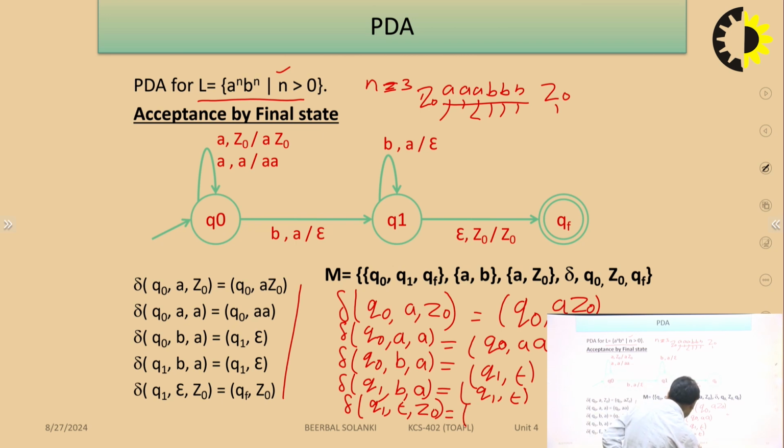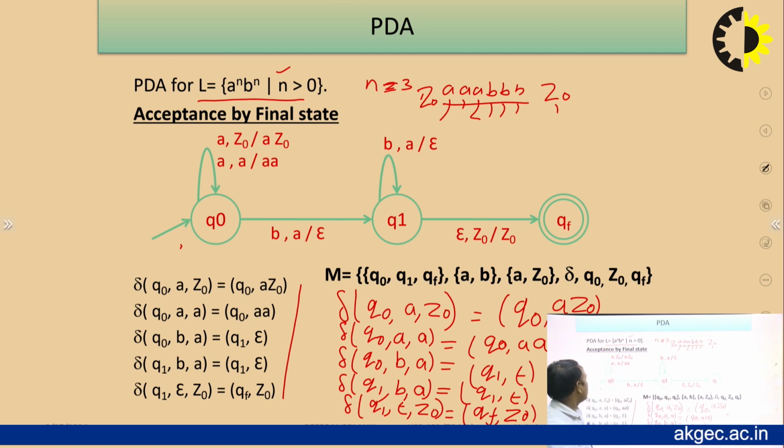Then the final state qf and Z0 will be the same. This is the transition function for the given language a to the power n b to the power n, n greater than or equal to 0. This is the transition function, and this is the transition diagram for the given language. This is right by the help of the transition function.